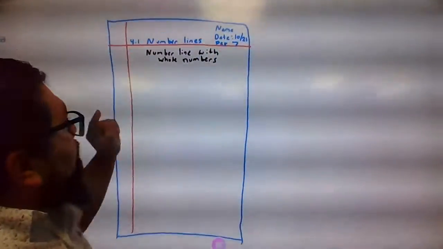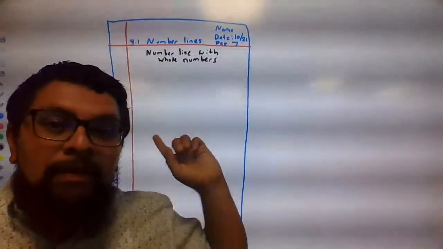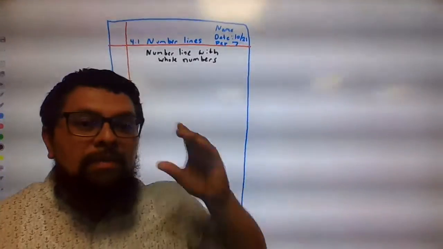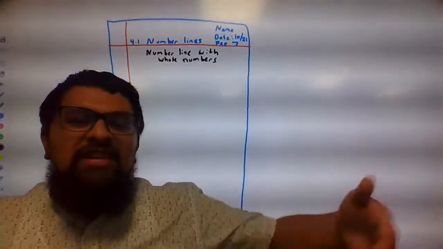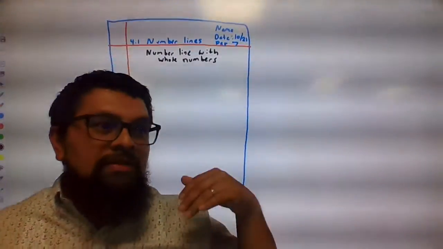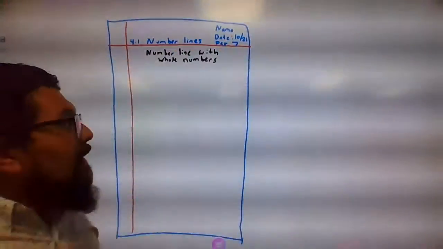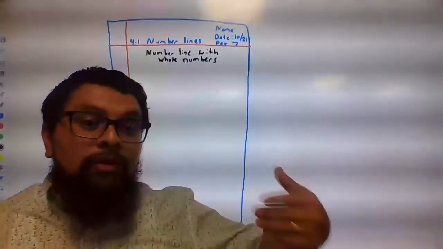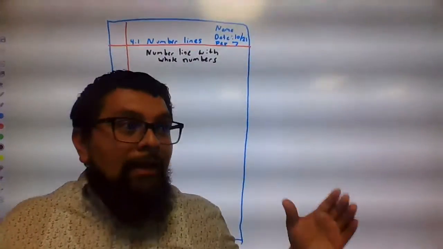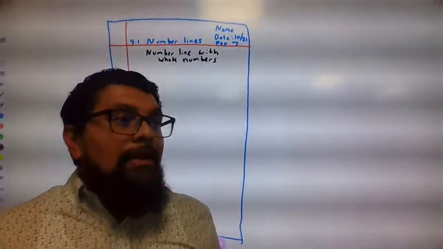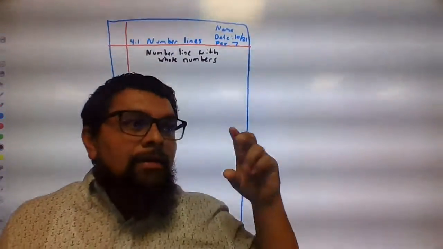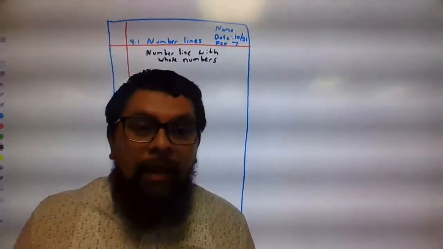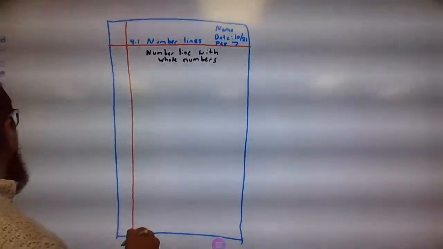So number lines. The first thing we're going to go over is the number line with whole numbers. Like the video you just saw, it showed negatives and positives, but it was just an introduction. A number line is another way to show numbers. You can show numbers by modeling, like putting pictures up, or by numbers on a dice. This is just another way to show them. So let's go ahead and draw our number line.